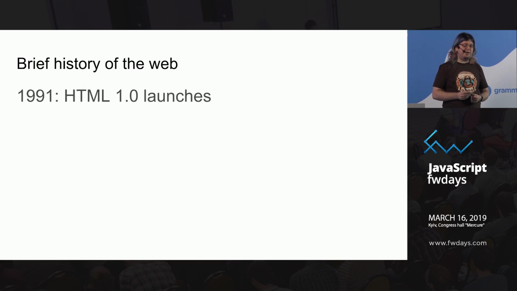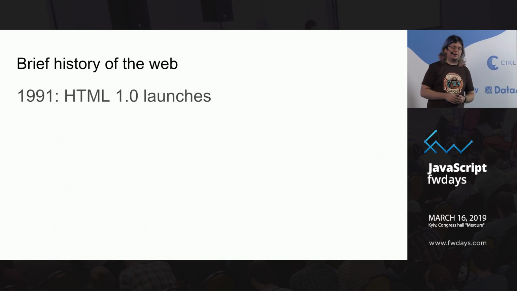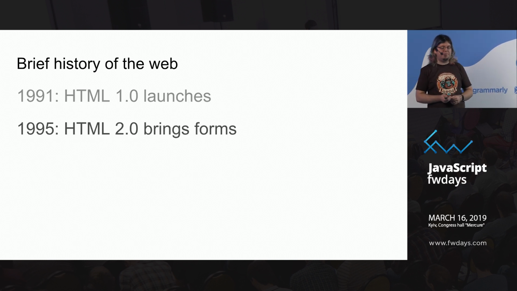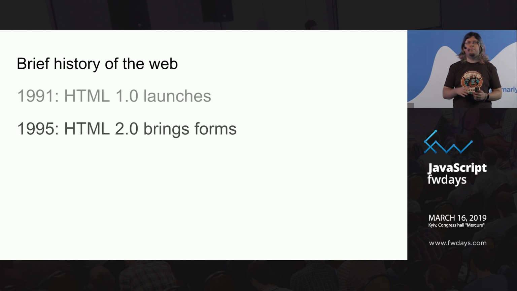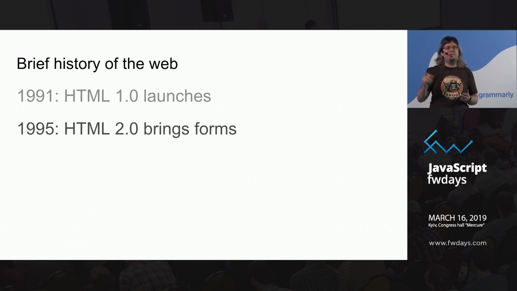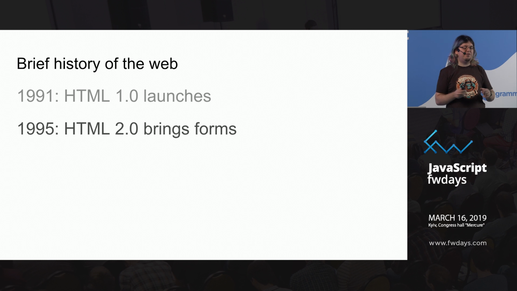So let's start with when it started, in 1991. We got HTML 1.0 based on SGML. It gives you very few things that you can do with it. Very shortly after, we get forms. So we can no longer just mark up documents and link them between each other. We can now also ask for user input and send that data back to the server.